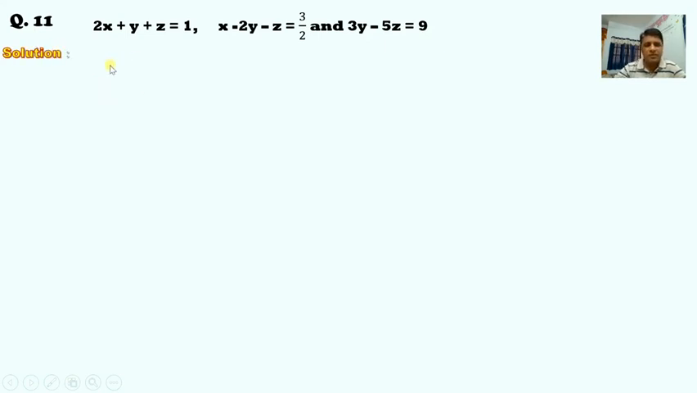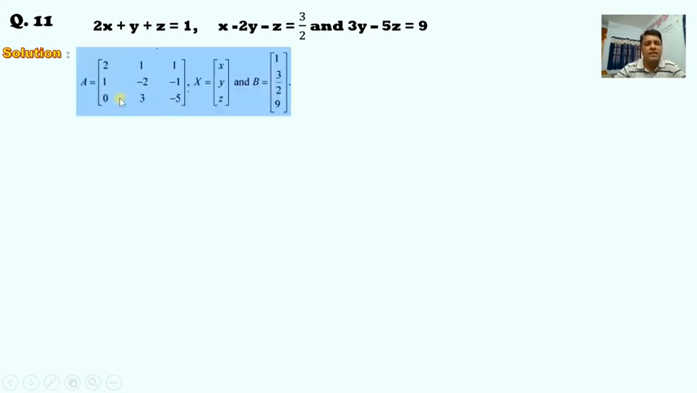So we start by writing it in the form of AX is equal to B. For that, A is equal to these coefficients: 2, 1, 1 here, 1, minus 2, minus 1 here, and 3, minus 5. But you can see here x is missing, so in place of x we have put 0, and then 3 and minus 5 as it is. And this X matrix is all the variables involved in this question, x, y and z. And matrix B means the right hand side, that is 1, 3 by 2 and 9.